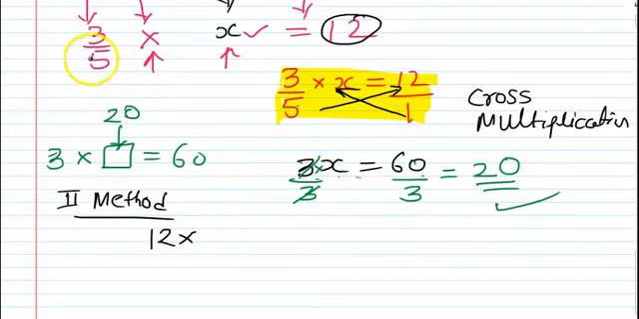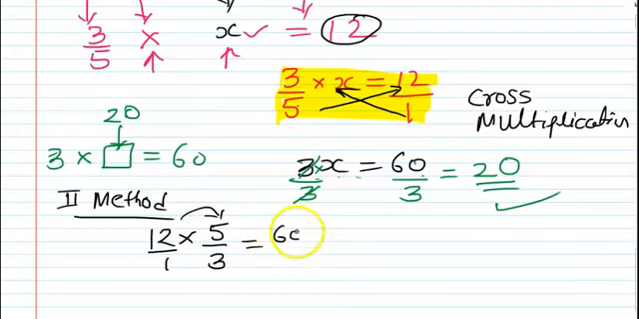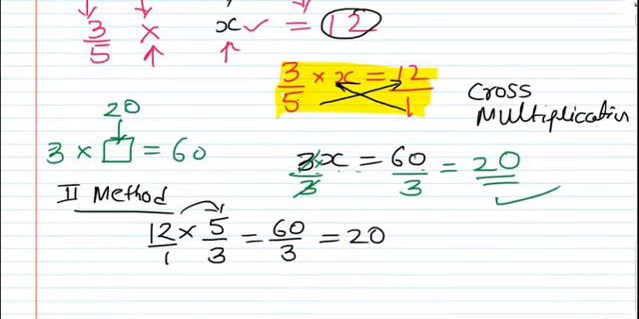So 3/5. What is the reciprocal of 3/5? Reciprocal should be the reverse. So the inverse of 3/5 is 5/3. And you can multiply. 12 times 5, there is nothing here, so 1. 12 times 5 is 60. And 60 divided by 3 is 20. Is that okay? So you can do it like this.